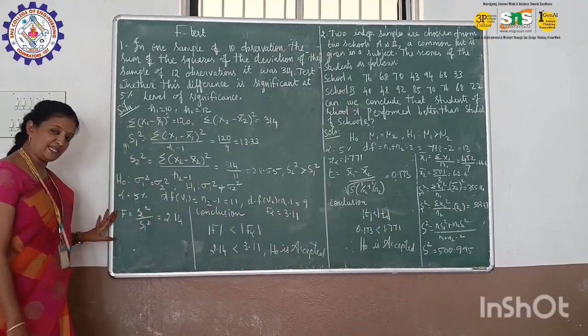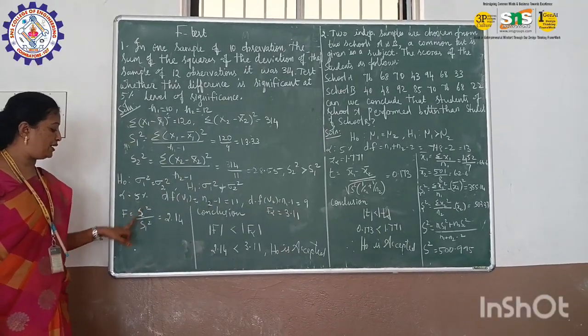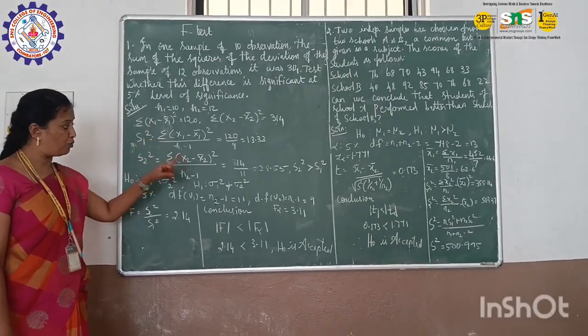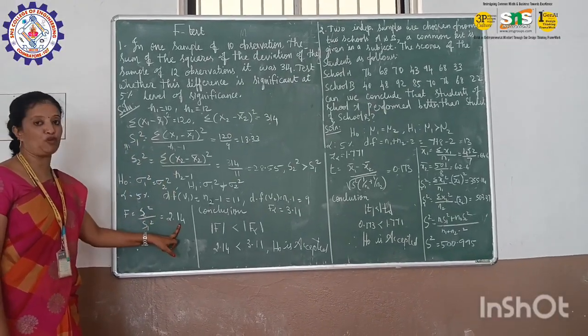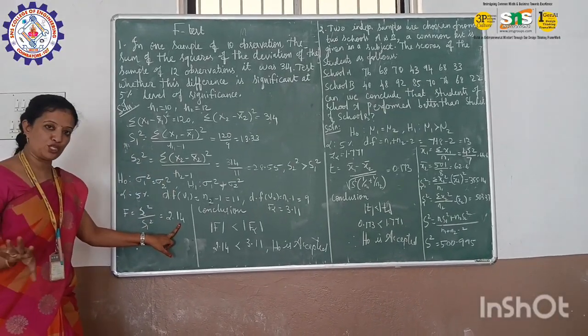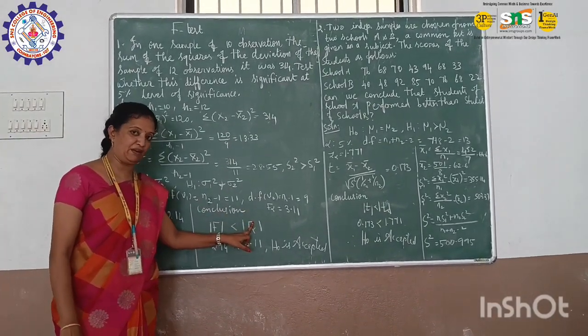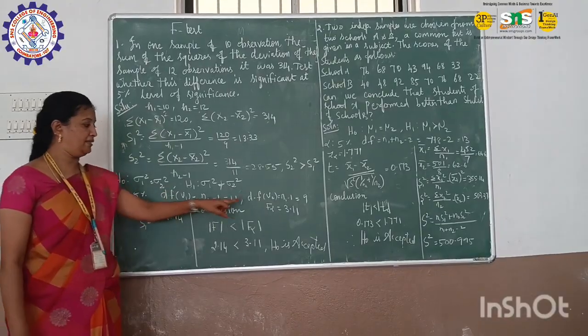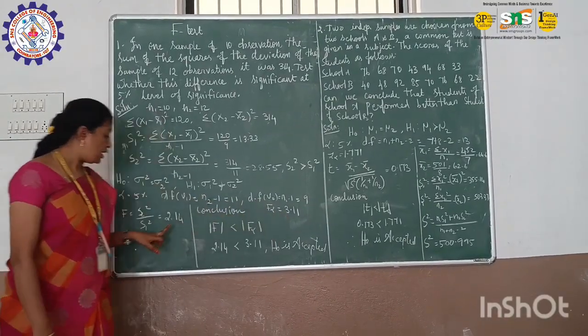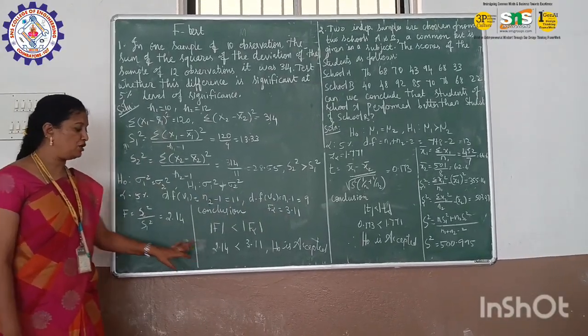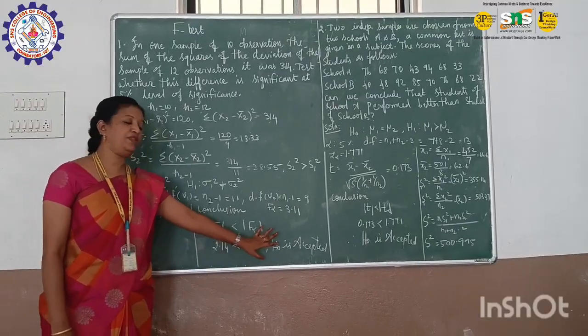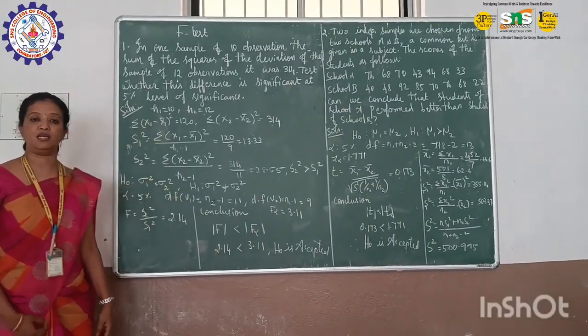Now your test statistic F is s2 square divided by s1 square. I have both the values, substituting, I have got it. So your conclusion is going to be similar. Calculated value should be less than table value. Here when you see, your calculated value is 2.11, table value is 3.11. Obviously it is less than, therefore H0 is accepted. Thank you.